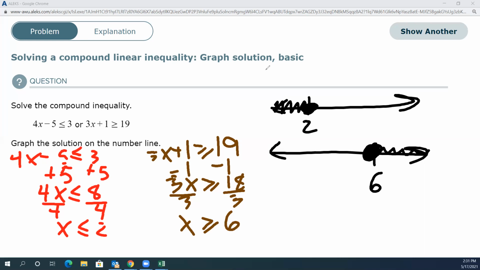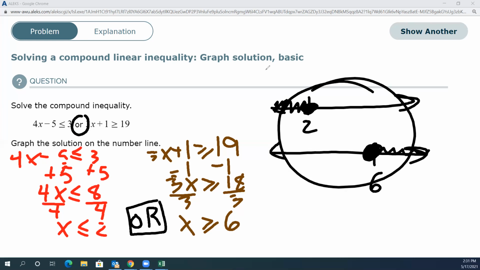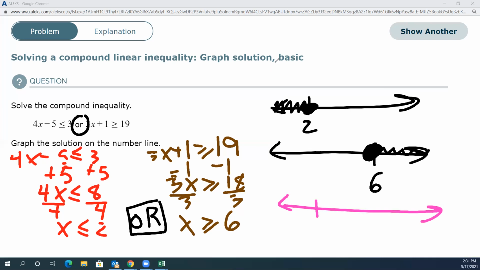Am I going to combine them with intersection, or with union? Well, the key is right here: the word or. Or means union. So we're going to do the union of the two sets, and union means just keep everything that's shaded in either of them. So our graph would look like this. Okay, that would be the solution.